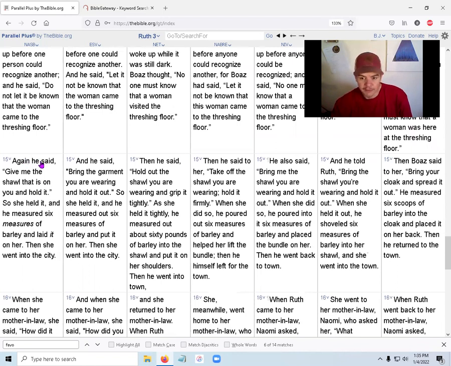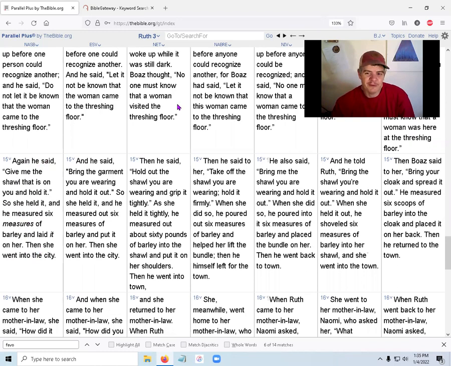He said, "Now there's nobody else awake yet. Give me the shawl that is on you and hold it." Okay. She held it, and he measured six measures of barley and laid it on her. Then she went into the city. Man, giving her all sorts of food.